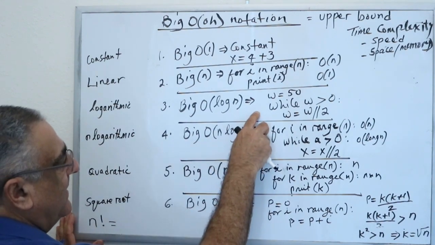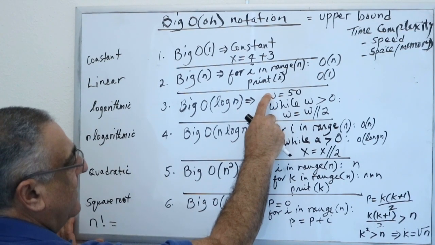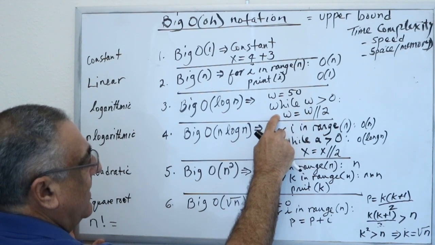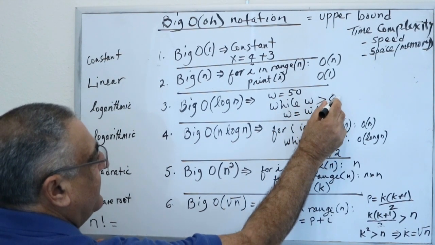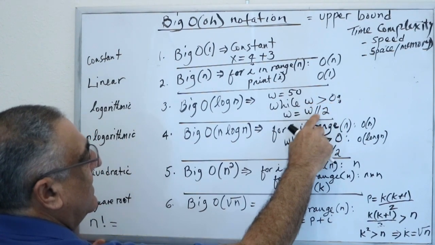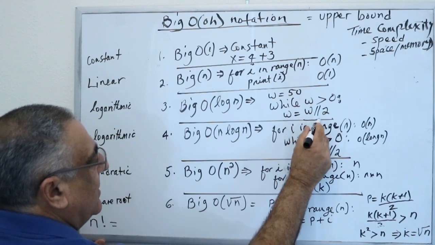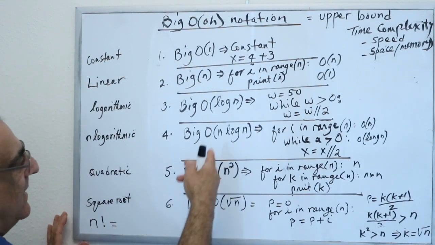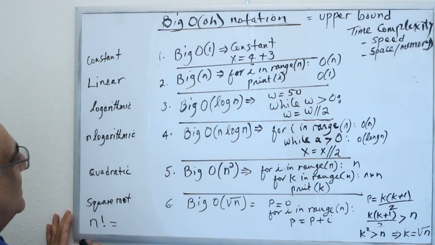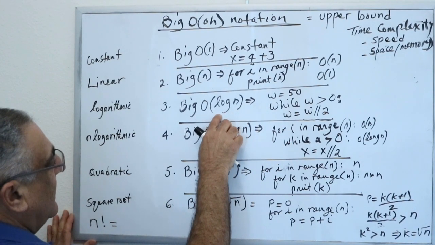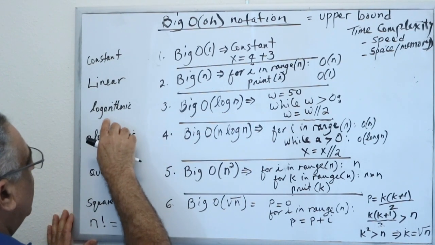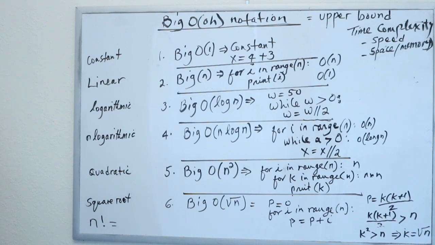Next one. I have a constant w, which is 50, and a loop that says as long as w is greater than 0, you keep dividing w by 2 and that's the new value. So you're cutting it in half each time. Since you divide it by 2 each time, that's log of n, so that's big O of log n, and that's logarithmic.